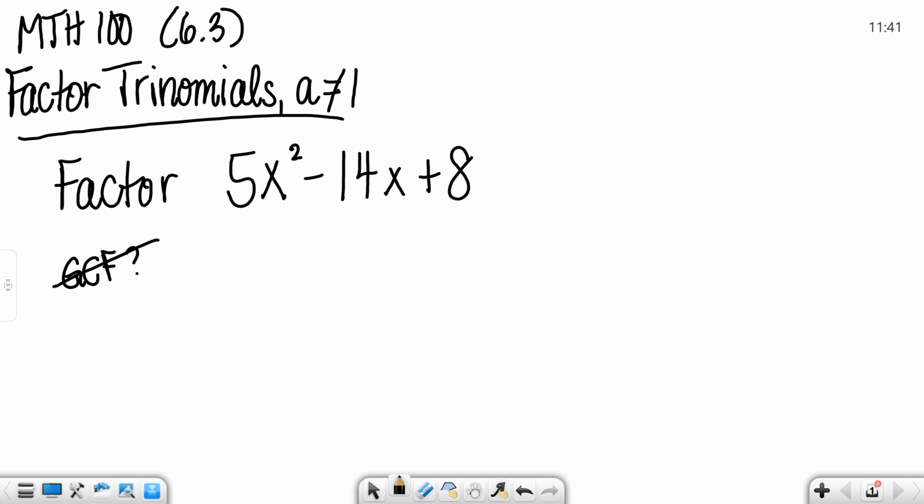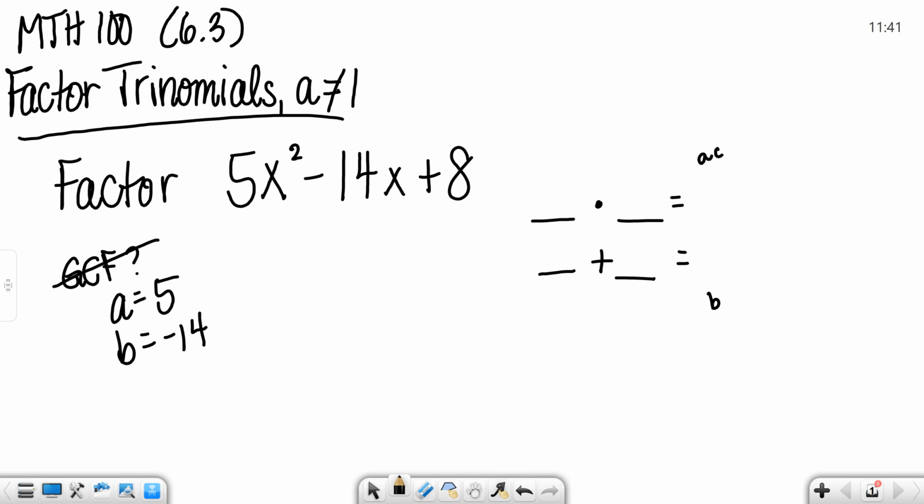Once you make that decision, then you look at it and say, okay, it has 3 terms, it's a trinomial, so I'm going to do the 2 things that multiply to give me AC, that add to give me the B value. So again, I need to know what are A, B, and C. In this particular problem, my A is 5, my B is negative 14, and my C is 8. So this time, a little different with A not being 1.